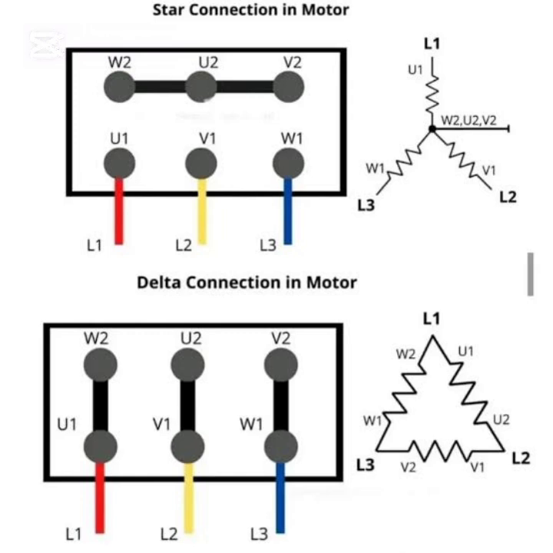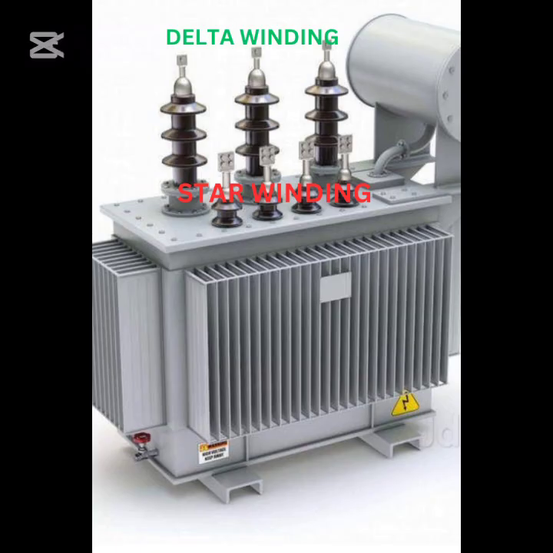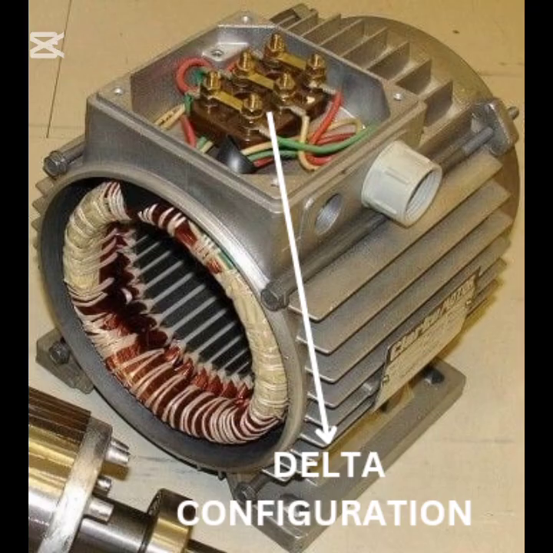Before I proceed, note that delta winding can be called mesh winding, and star winding is also called the Y winding, because of their shapes. Delta and star windings are two common configurations used in three-phase electrical systems, particularly in transformers and electric motors. Let's quickly go into details. Here are some key comparisons between delta and star windings.